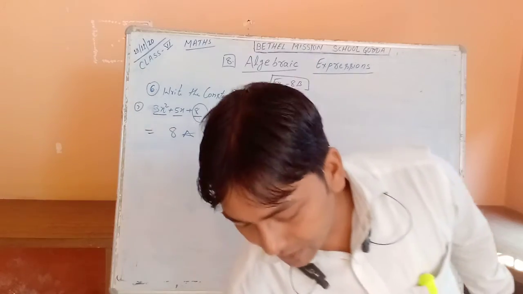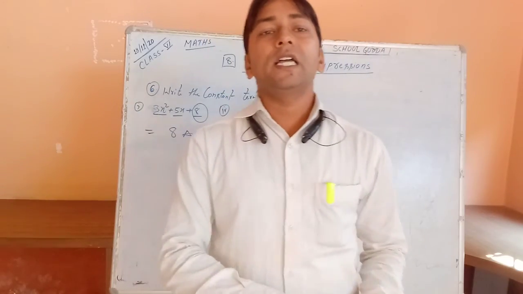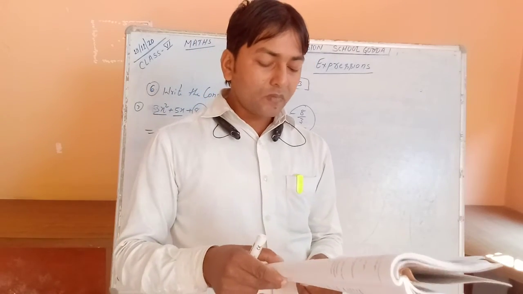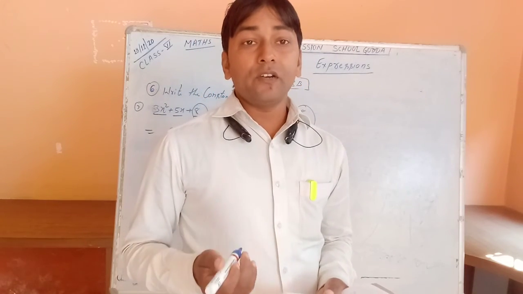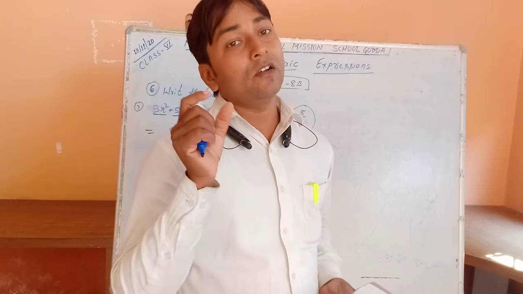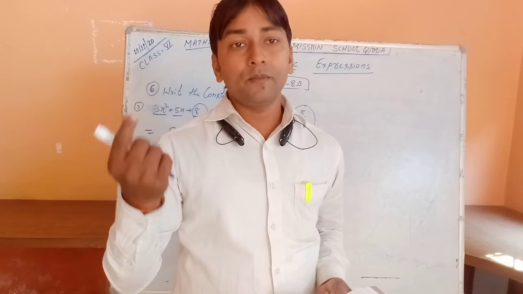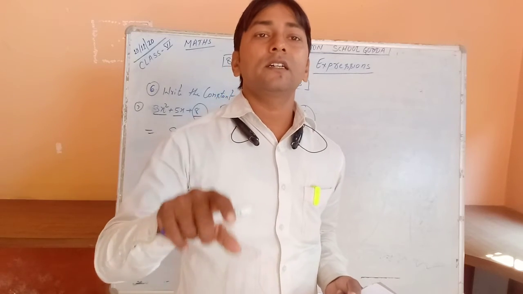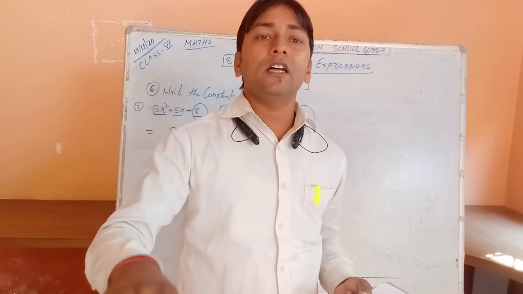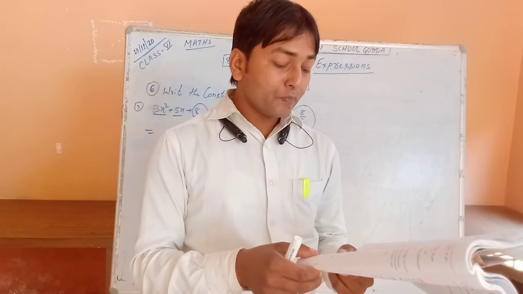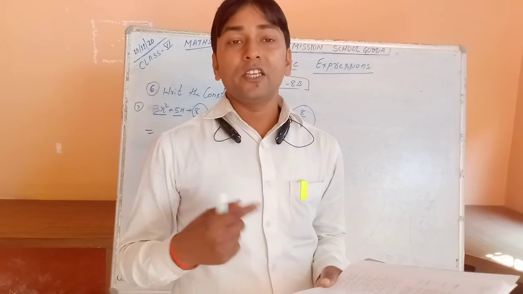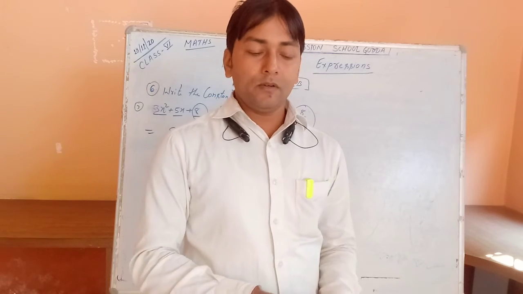Now 7 number question says identify the monomial, binomial, and trinomial. If one term is given, write down monomial. If you have 2 terms, write binomial. 3 terms, write down trinomial. 4 terms, write down quadrinomial. Here only monomial, binomial and trinomial are given. You can write down yourself. 7 number is also very easy.